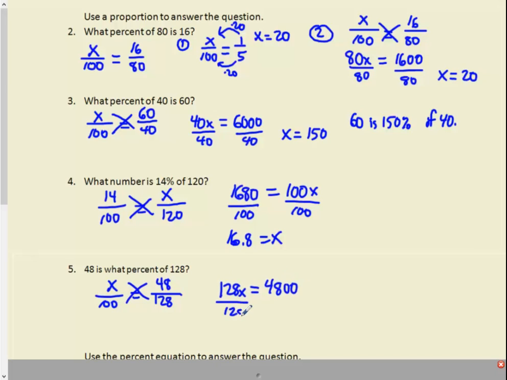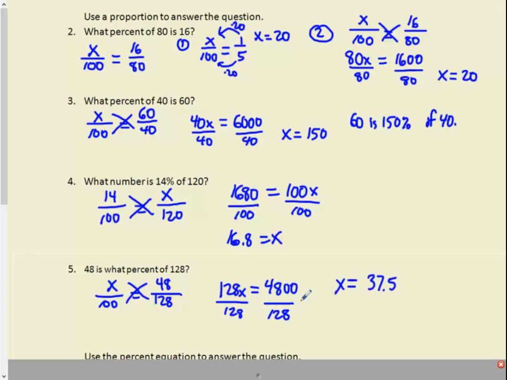Then divide by 128. Generally speaking, the directions will often tell you specifically, but generally speaking, we're going to round decimals to typically the nearest tenth of a percent. So here, if we go ahead and divide 4,800 by 128, we get 37.5. So in this case, we don't even have to round.